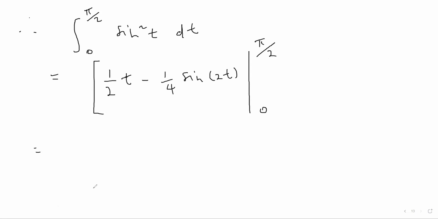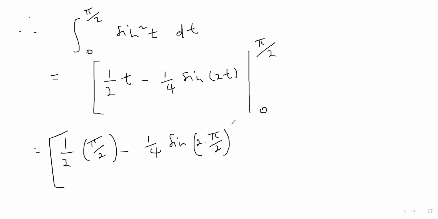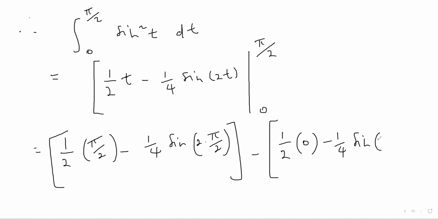We say 1 over 2 multiplied by pi over 2 minus 1 over 4 times sine of 2 times pi over 2. We put this in a bracket. Then minus, again we say 1 over 2, substitute 0, minus 1 over 4 times sine 2 times 0. We close this, and then we basically work this out.